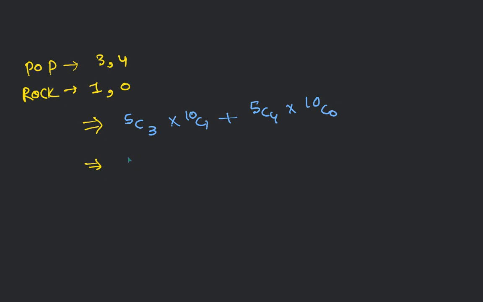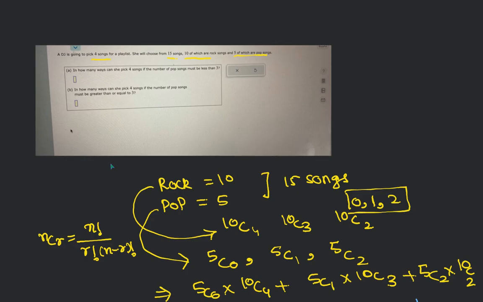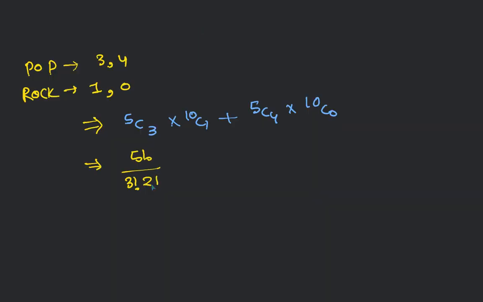So what is 5C3? 5 factorial over 3 factorial times 10 factorial? No, no, no. If you look at this formula, it is nCr. Here r is 3, n is 5. So it is five factorial, and then three factorial, and then five minus three, that is two factorial. My bad. And similarly, 10 factorial and 1 factorial.